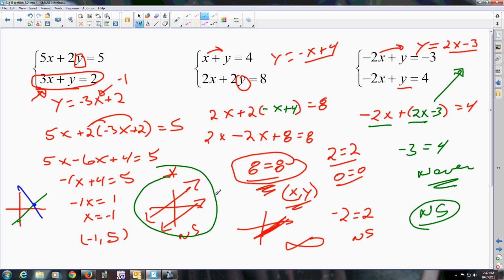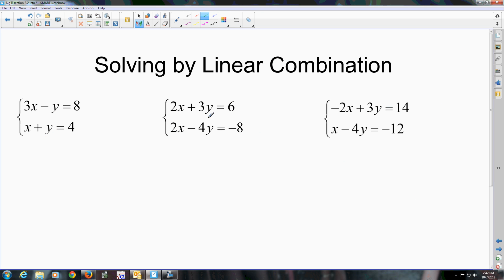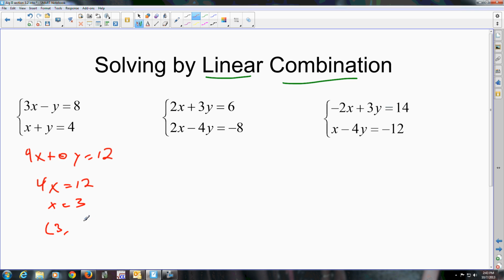So that's substitution. Showing you guys a different way is by linear combination. Linear, because they're lines. Combination, because you're going to combine them together. If I just added these things together, notice I get 4x plus 0y is equal to 12. Or, better yet, 4x is equal to 12. One of the variables disappeared, and that's important, because then you can solve for the other variable. So I got an x value of 3. Go back, fill in that x is 3, and you get y is 1.